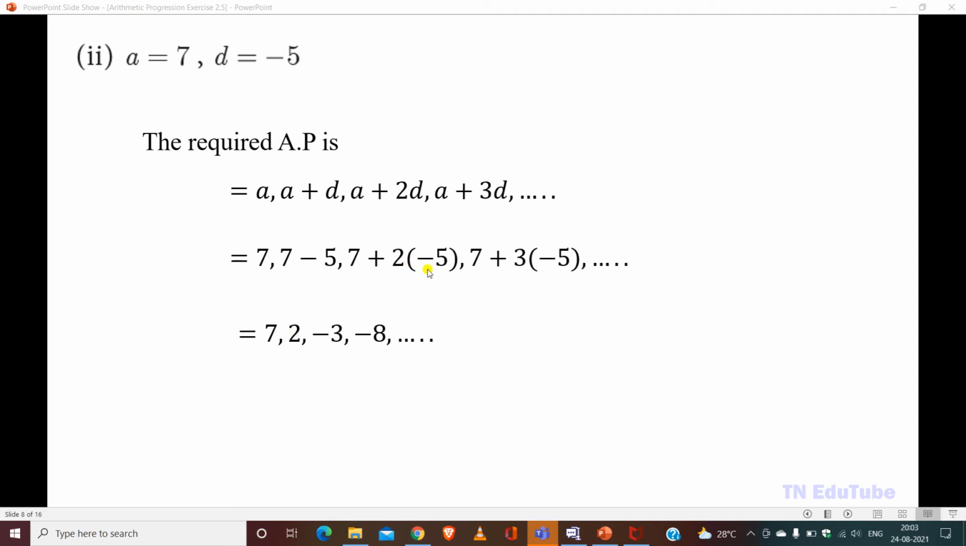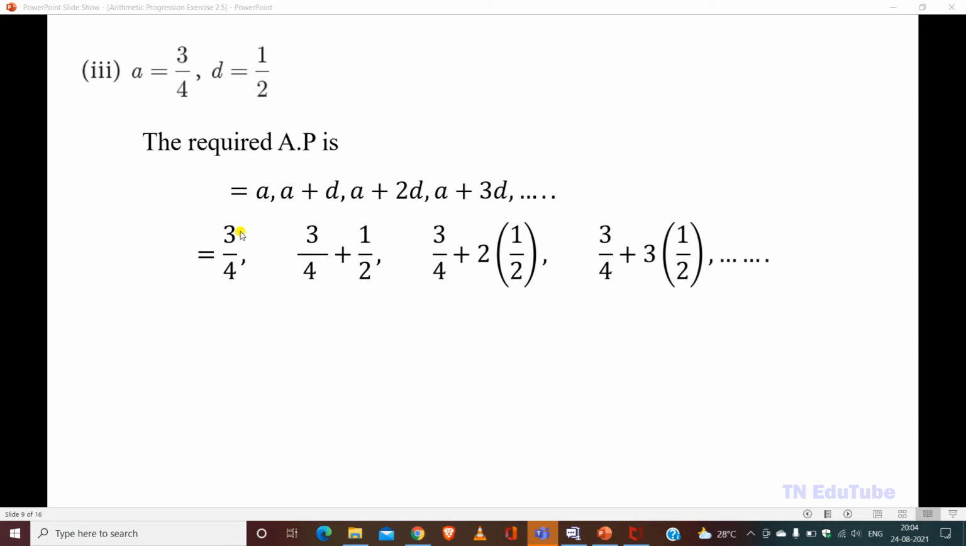Here the multiplication will be done first. Minus 5 into 2 is minus 10. Minus 10 plus 7, so you get minus 3. Here minus 15 plus 7, so you get minus 8, etc. That is the answer for this given question.